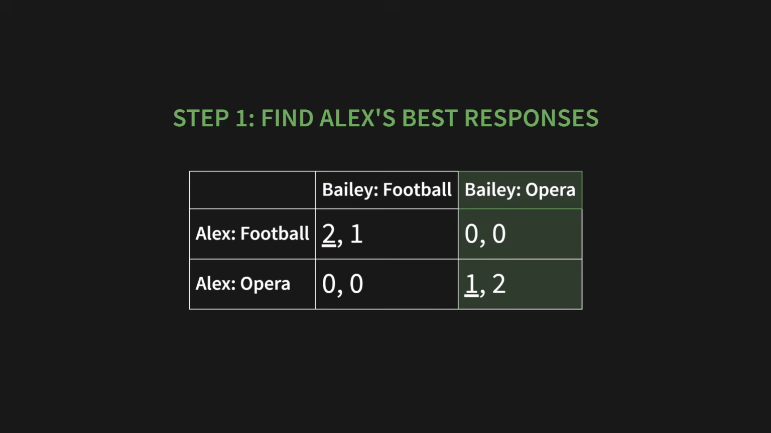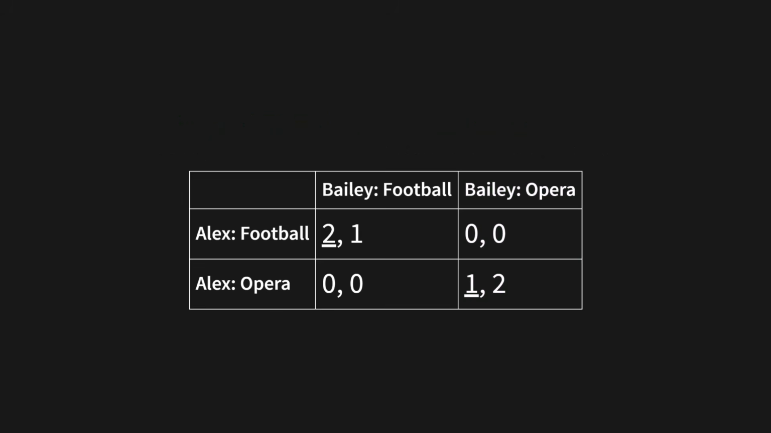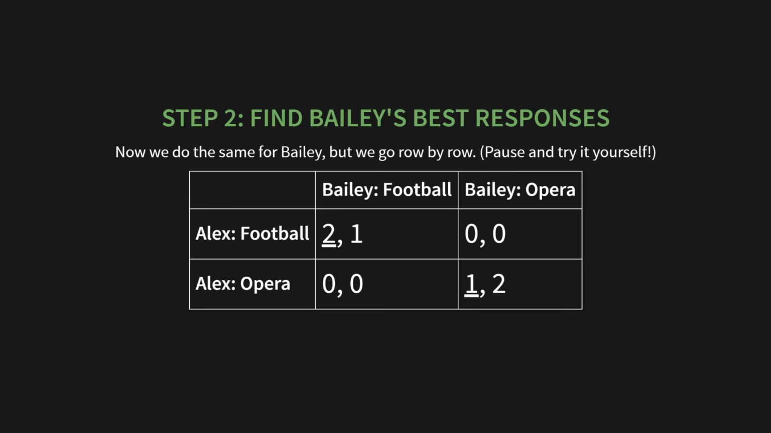All right, now the second column. If Bailey chooses opera, what's Alex's best move? He can get 0 from football, or a 1 from opera. 1 is better than 0, so we underline Alex's payoff of 1. Okay, step 2. Find Bailey's best responses. Now we do the same thing for Bailey, but we go row by row. Why don't you pause and try it yourself?